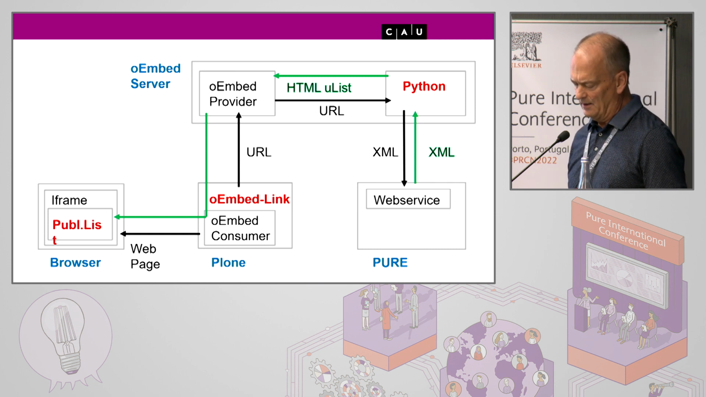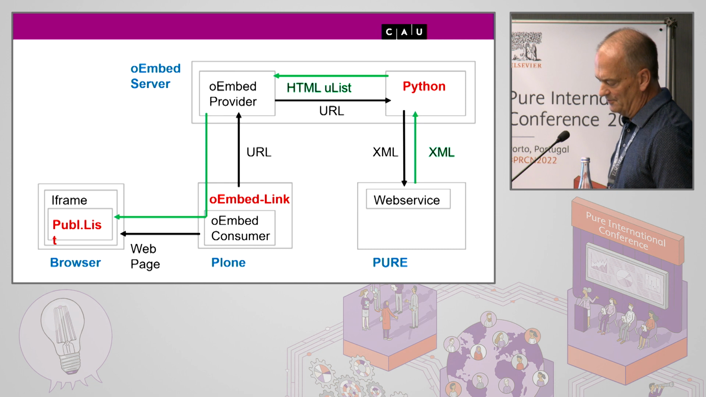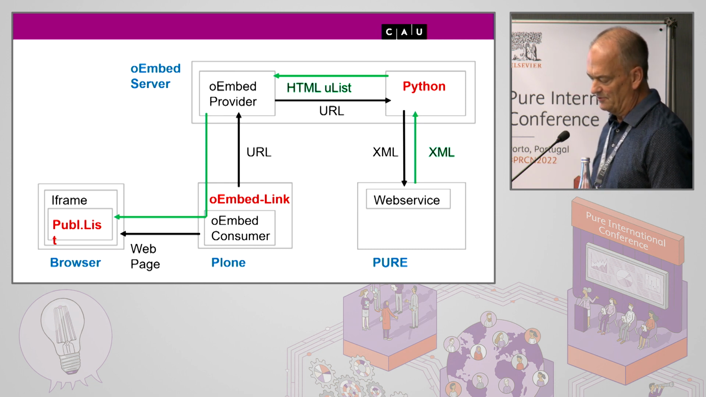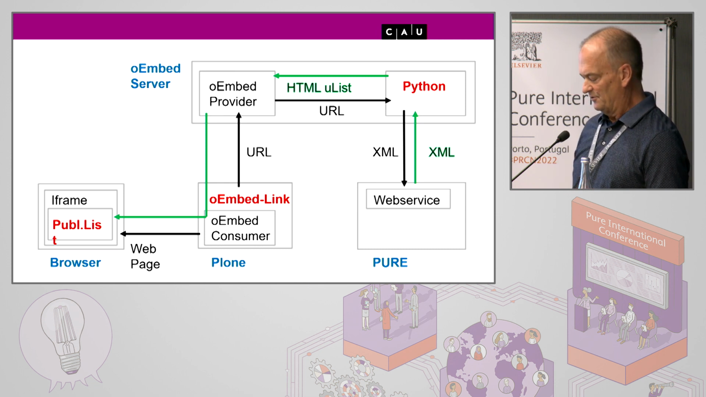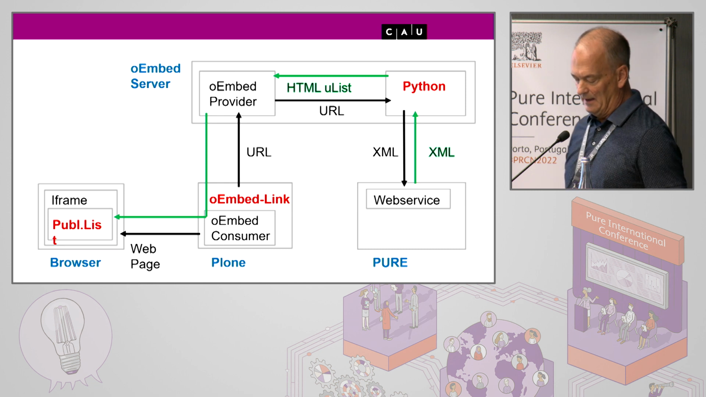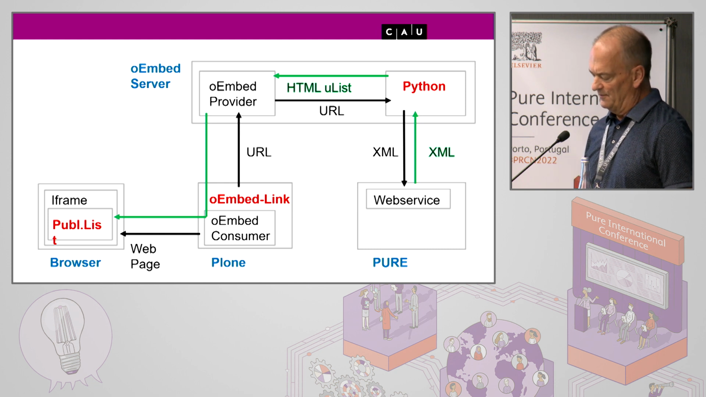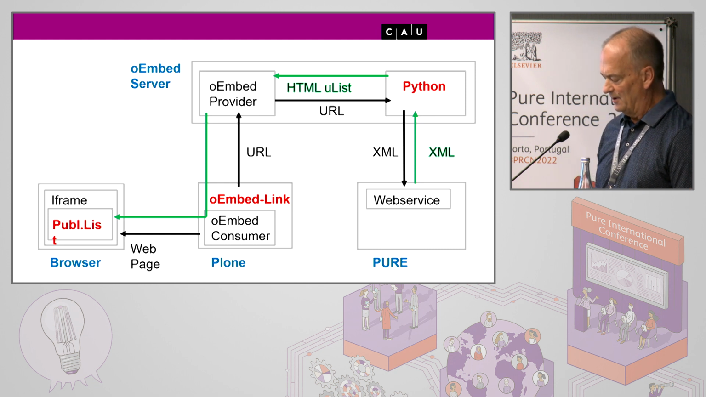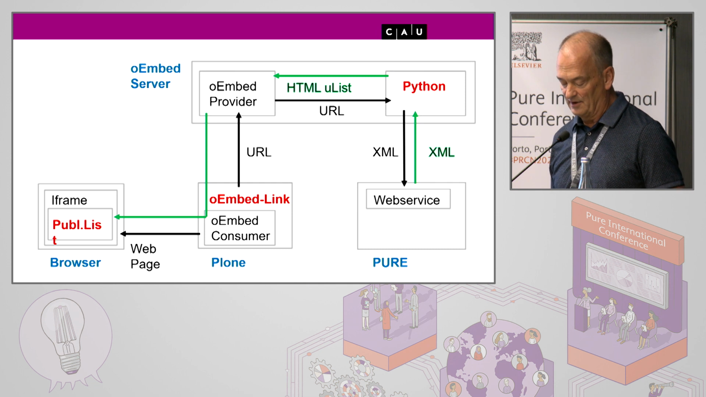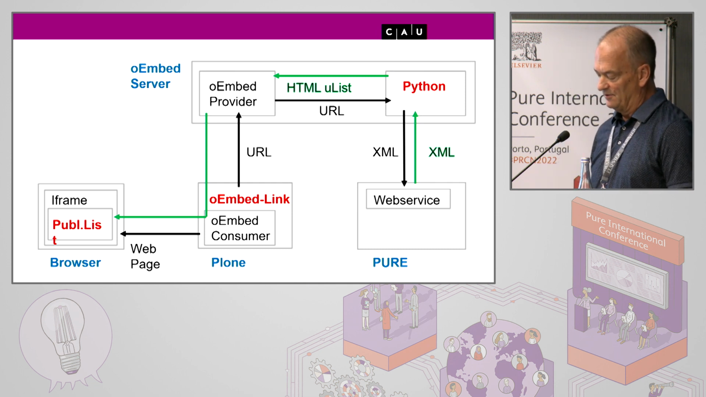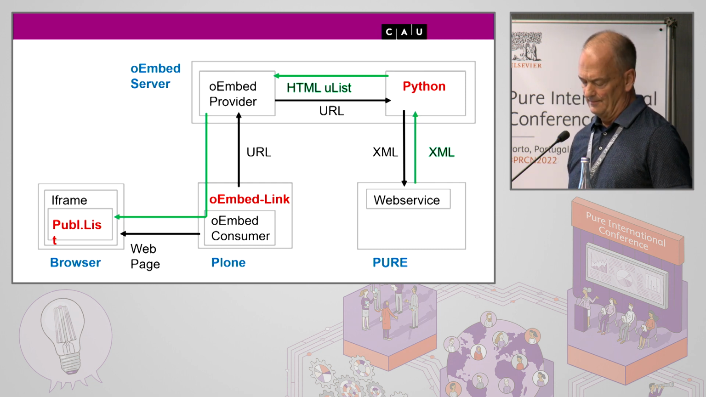In this schematic, the researcher has replaced his or her static publication list in Plone with an Owenbed link. When the browser subsequently opens the web page, a series of events are initiated. Plone, acting as an Owenbed consumer, sends a request to the Owenbed server above.